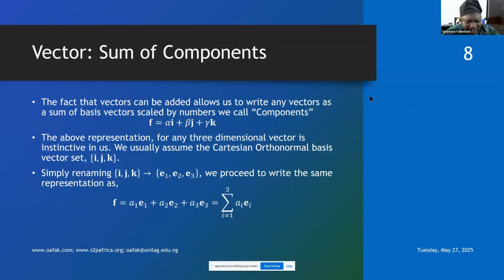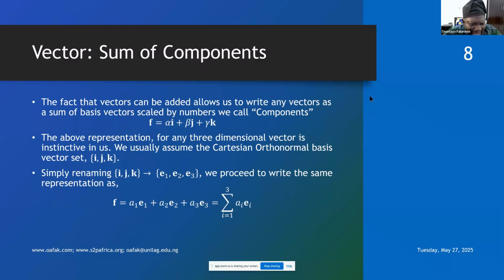and then we tried to introduce the fact that if you can break a vector into components i, j, k, the vector itself is the vector sum of the coefficient on i times i, the coefficient on j times j, and the coefficient of k times k. So if you have that, that is what you have been used to. The above representation for any three-dimensional vector is instinctive in us. We usually assume the Cartesian orthonormal basis sets i, j, k.